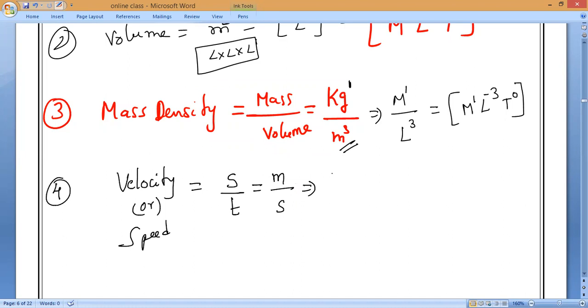Meter per second. So meter means what is the dimension? L. S means what? Time. So what is the dimension? M power 0, L power 1, T power minus 1. But if you have taken M as well, what will come? M0 L power 1 T power minus 1. Everybody understood?